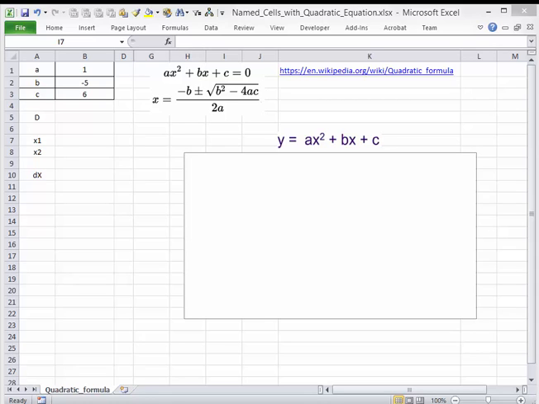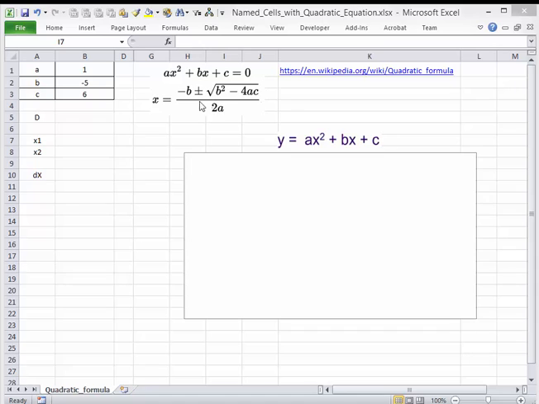I am an Excel enthusiast. In this video, I will show the usage of named cells in Microsoft Excel 2010. I will introduce named cells on an example of solving a quadratic equation. The quadratic equation is given by this formula, and we need to find its real solutions.